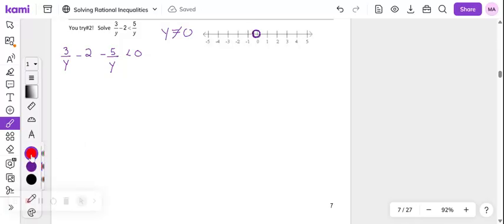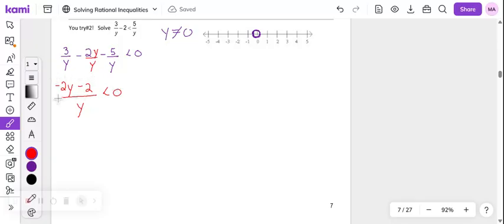Now, we need to get this to be one big fraction, so I'm going to multiply this by y over y, giving us common denominators. Okay, and let's combine what we can. So we'll have -2y, and then 3 minus 5 is -2. Bring down the less than 0.